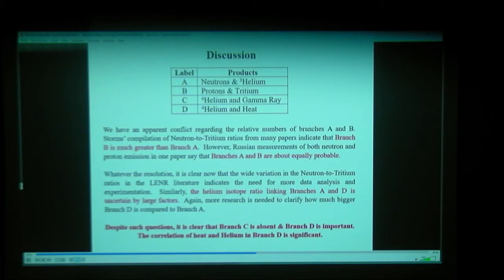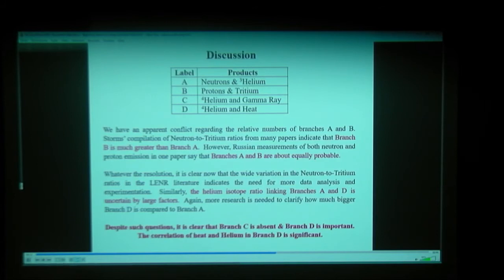And then there are the neutron to tritium ratios that are so widely varied. The helium isotope ratios linking branches A to D are uncertain by large factors. They range from 2 up to 67. So again, more research is needed here. But despite these questions, it is quite clear that branch C, the normal hot fusion low probability branch, is essentially absent, or otherwise the gamma rays would be easily seen, and branch D is very important.